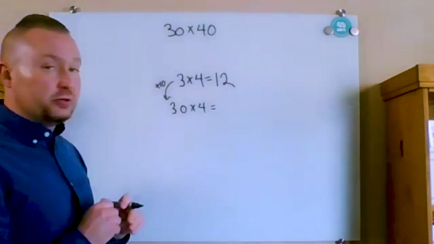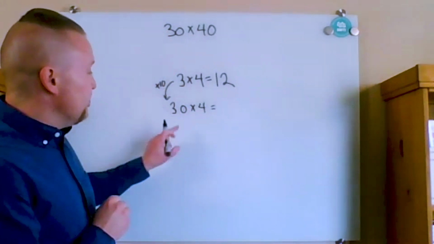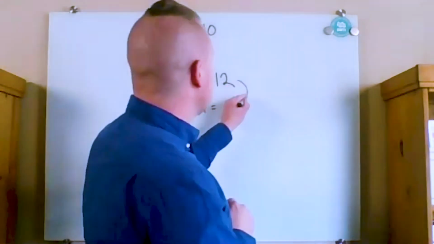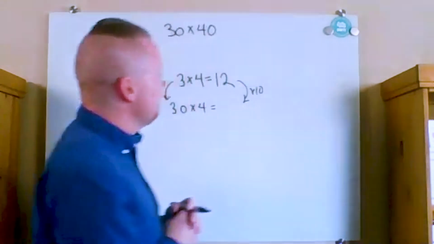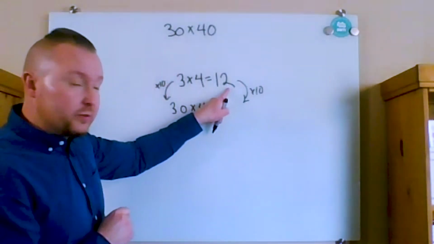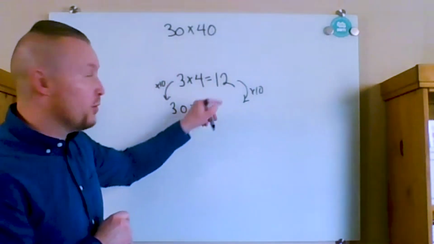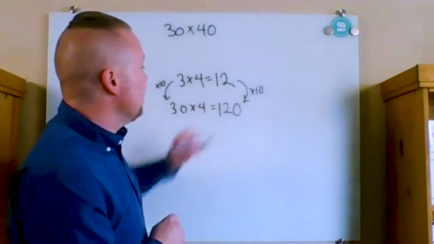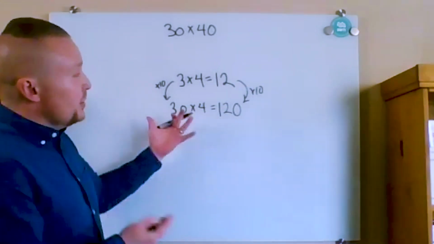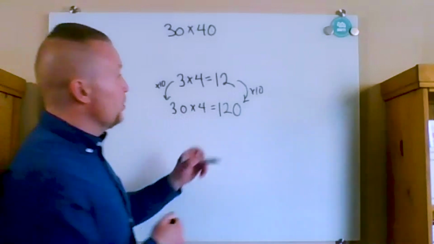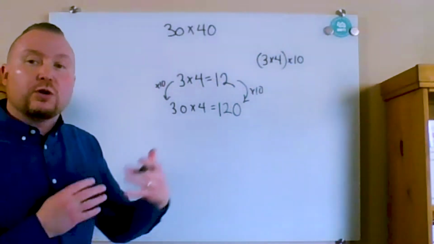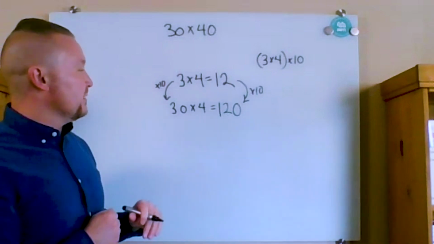3 times 10 is 30. So because that part of the problem increased by 1 place value, the product is also going to increase by 10. So 12, the 1 was in the tens, now it becomes 100. 2 ones become 2 tens, and we don't have any ones left over. Another way to notate this, if you're trying to think a little more algebraically, is that really what you're doing is 3 times 4 times 10. You're increasing by a place value.